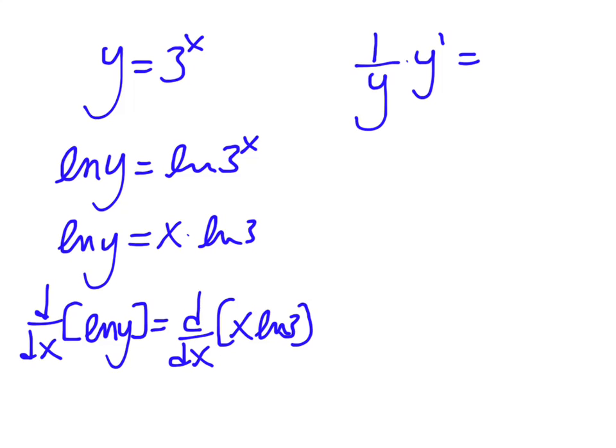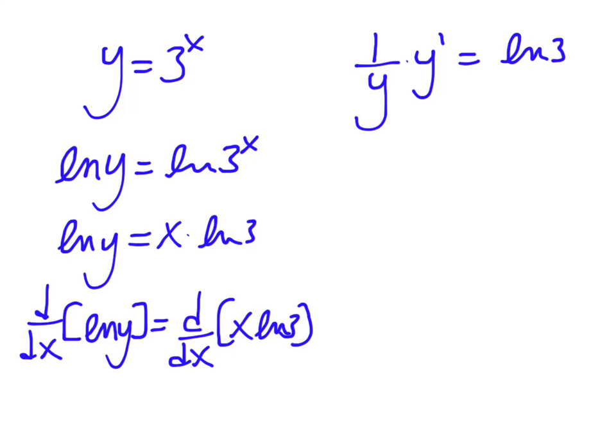And so the derivative of x times ln of 3, well, ln of 3 is just a constant, so it's no different than if we were taking the derivative of 5x, 7x, 10x. The derivative of x is 1, times that constant or coefficient, which is ln of 3. So in this case, it's just ln of 3.